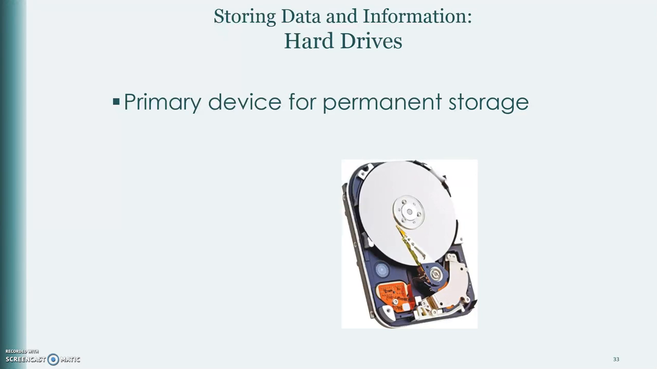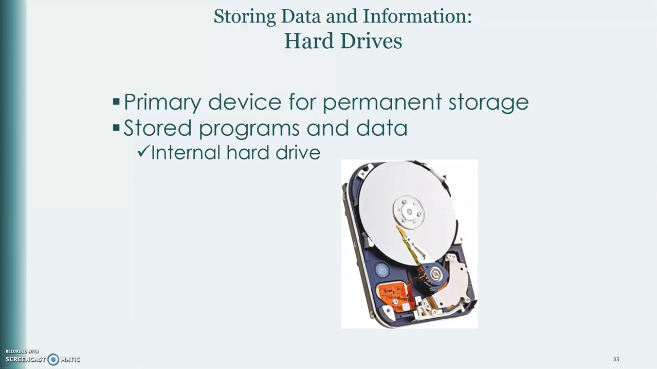Okay, so the hard disk drive, HDD, or usually just hard drive, is your computer's primary device for permanent storage of software and documents. This is located inside your computer in the system unit. The hard drive is a non-volatile storage device.